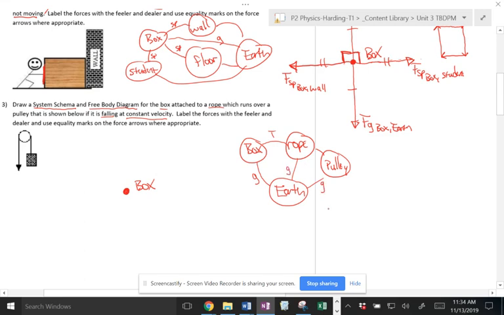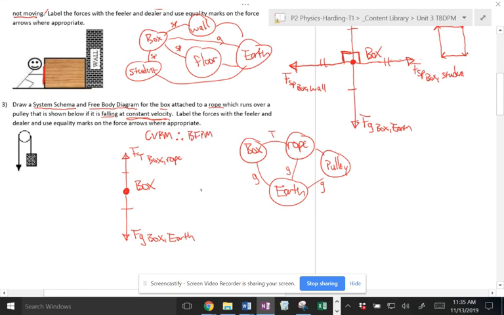All right. So for the box, it looks like there's two arrows. There's FG. That's going to point down because always box, comma, earth. And then tension points in the direction of the rope. The rope's above this thing, so it's going to pull up. FT, box, comma, rope. And this thing is moving at a constant velocity. CVPM means that the forces should balance.